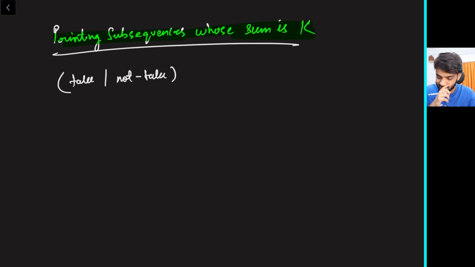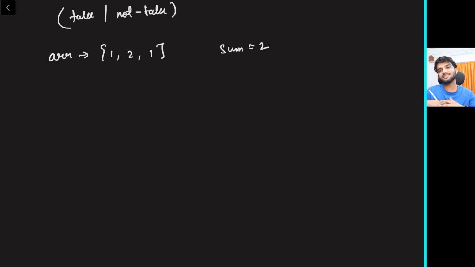Okay, so printing subsequences whose sum is k. Let's take an array as an example. If I take the array as 1, 2, 1, and I give you the sum as 2, I can say the subsequences that have sum equal to 2 are 1, 1, and then there can be 2. So there are a couple of subsequences whose sum is 2. Whenever I sum up all the elements, I get the sum as 2. So how can you print down all these subsequences?